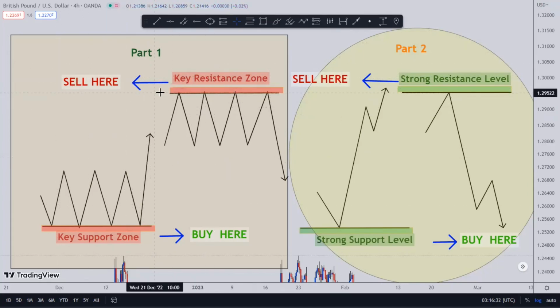This is what we call a key resistance zone, and this is what we call a key support zone, right? For this key resistance zone, what you do here is you sell. For the key support zone, you buy here, right?